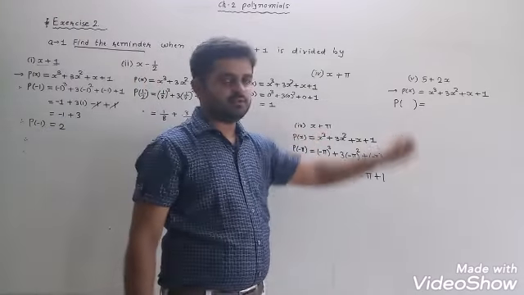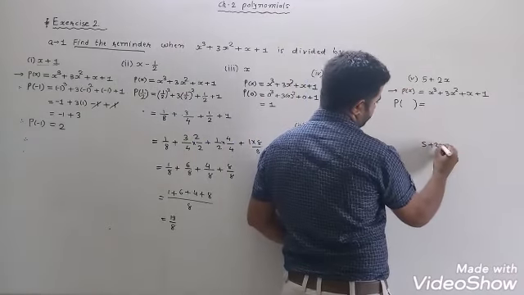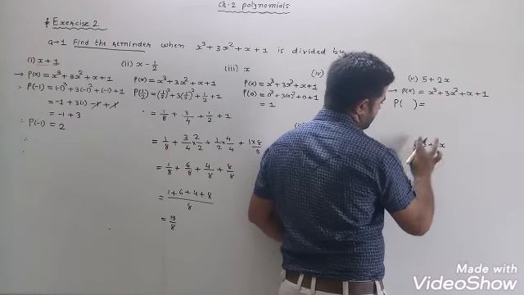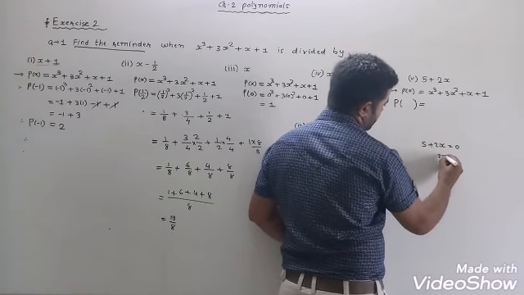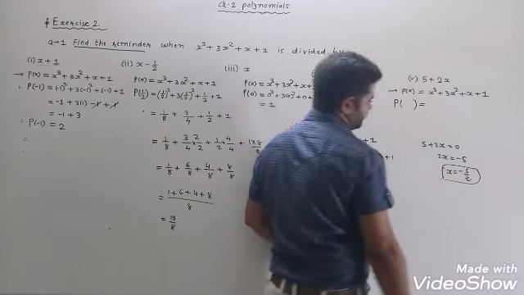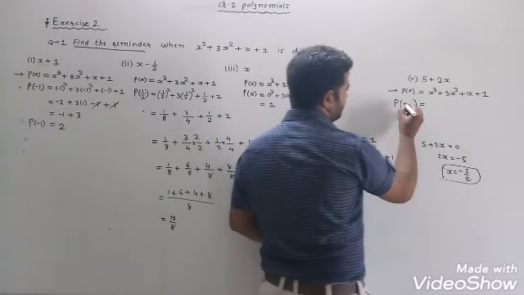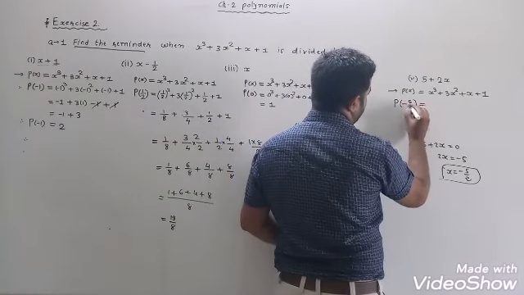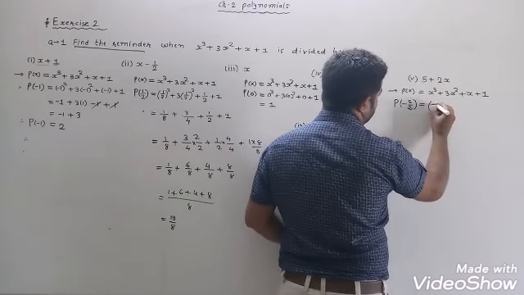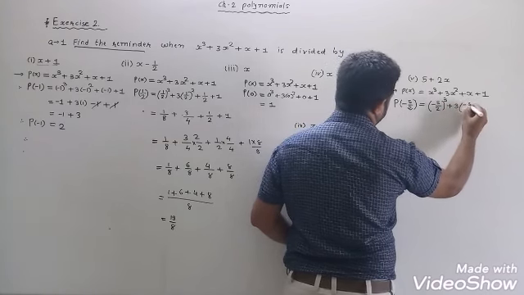But in this question, what value do you have to put? Okay, give your attention. 5 plus 2x. We have to find x from this. So we have 5 plus 2x is equal to 0. Then 2x is equal to minus 5. Then x is equal to minus 5 by 2. So we have to put the value of x equal to minus 5 by 2. So minus 5 by 2. Any doubt? Okay.